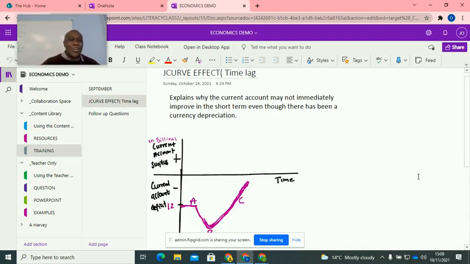So if there's a depreciation, it doesn't automatically lead to an improvement in the current account. Hopefully you've understood this, and I'll do other videos to explain it in a lot more detail, including the Marshall-Lerner.